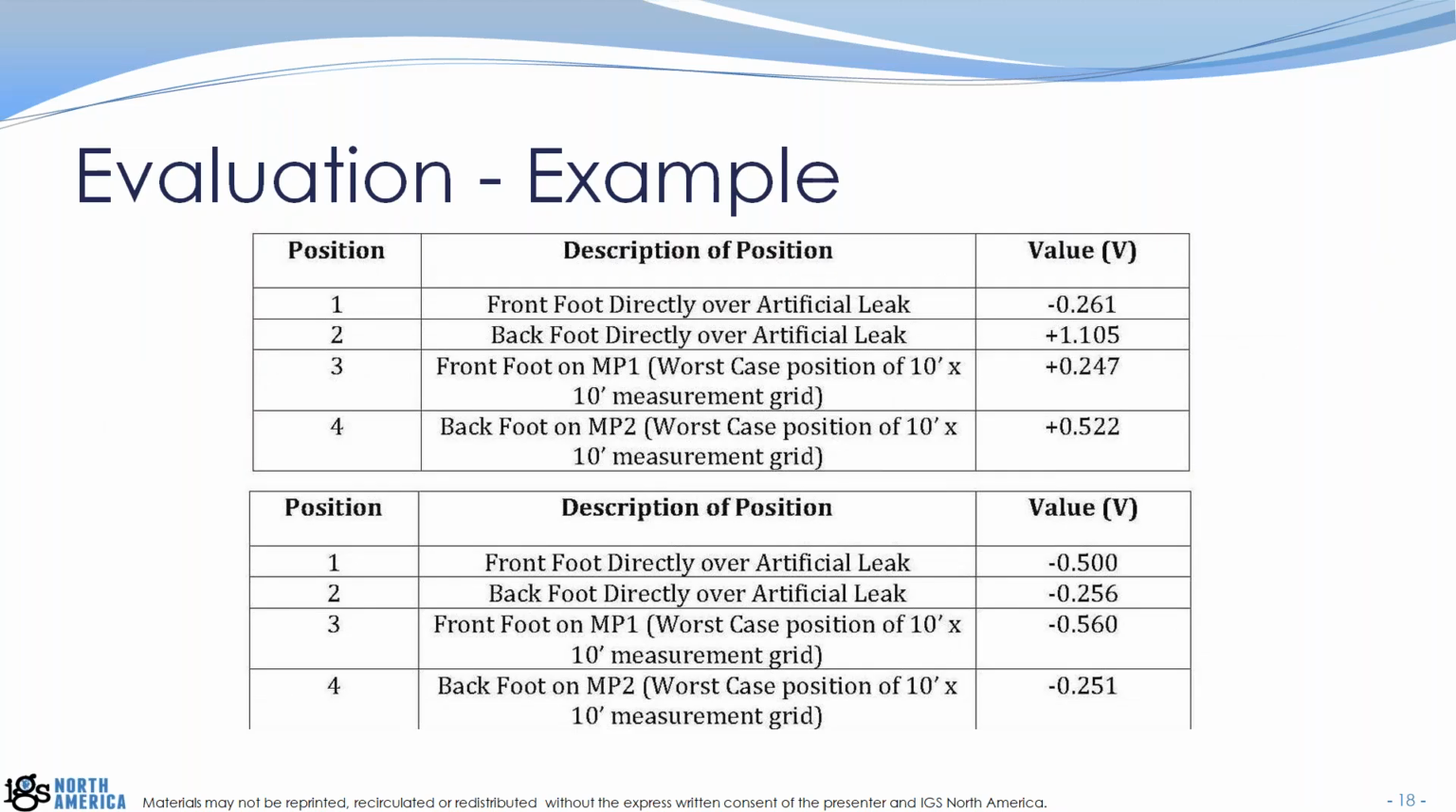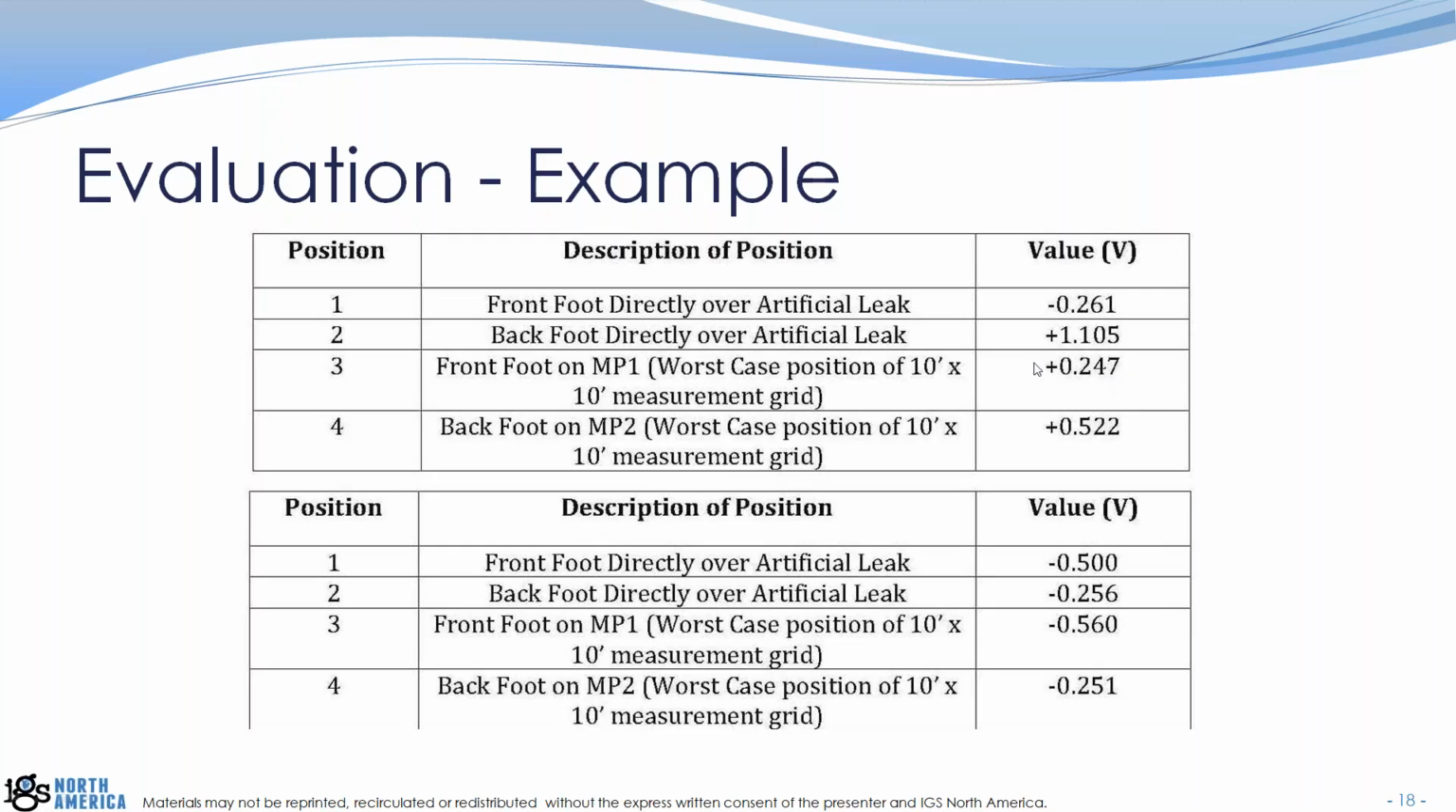So moving on to the example where I don't have any measurable change when my artificial leak is either plugged in or not. Both of these tables were from sites where that was the case. On top here, front foot directly over the AL, I have a nice negative. My back foot's on the AL, I have a nice positive. I know that the survey is working. I move to a worst case position and I get a positive followed by another positive. This is not ideal. This is very much less than ideal.